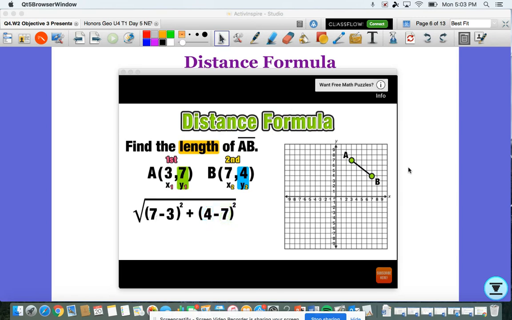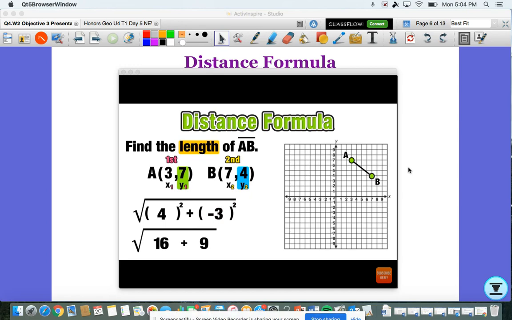And now that we're done substituting, we can begin to evaluate. 7 minus 3 we know is equal to 4. On the right side, 4 minus 7 is equal to negative 3. Now we can evaluate the exponents. 4 squared is equal to positive 16. And we're adding that to negative 3 squared, which is equal to positive 9.